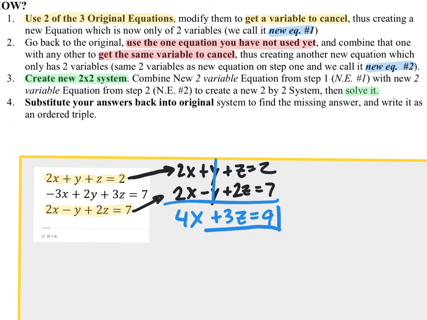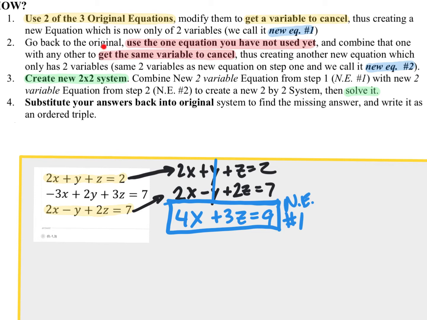And ladies and gentlemen, this is step one. This right here, this blue equation, is what we're going to call new equation number one. And as you can see, when we read through step one, we picked two of them. We got a variable to cancel, the y's, and we got our new equation number one. It's highlighted in blue because I always write the new equation one in blue. Same thing with the next step. Let's read the next step.